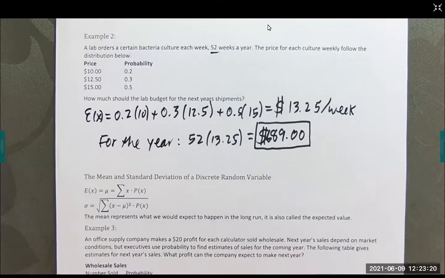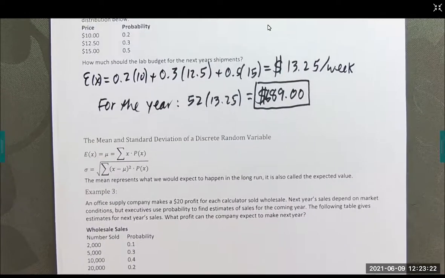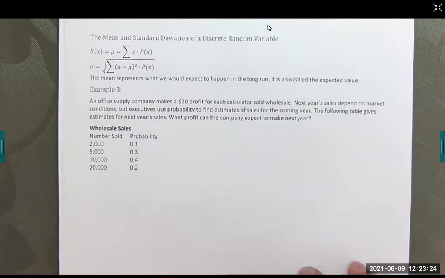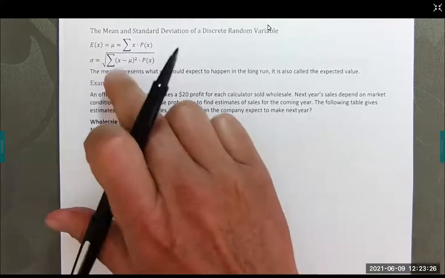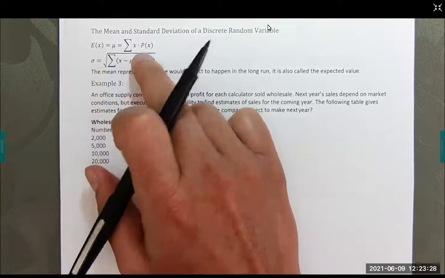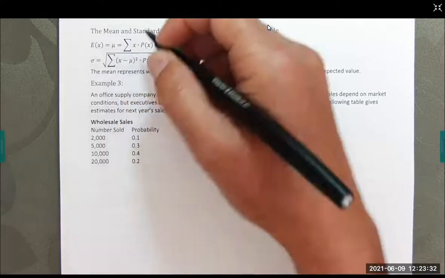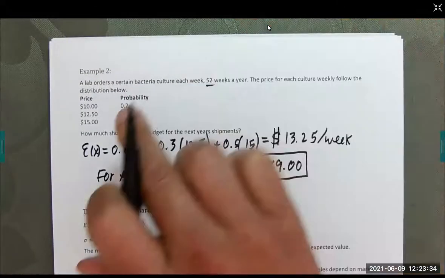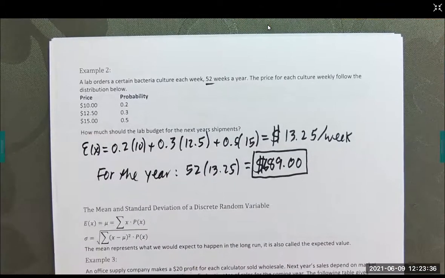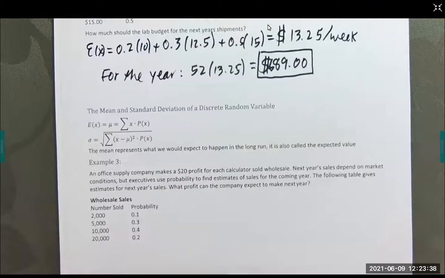All right, and to formalize the process that we're doing, brings us to here. So here is exactly the expected value in the formal formula there. This means we're adding up the x times the p of x, which is what we just did here as well. And we have the standard deviation here.